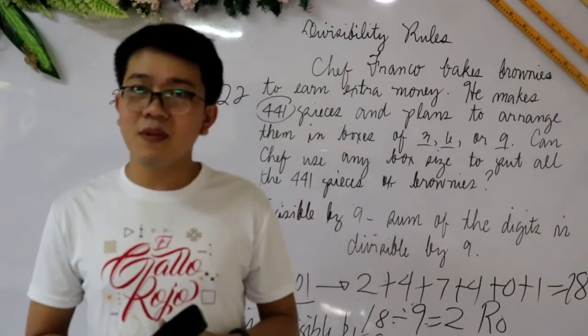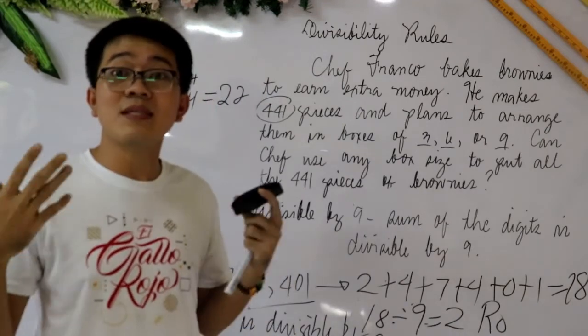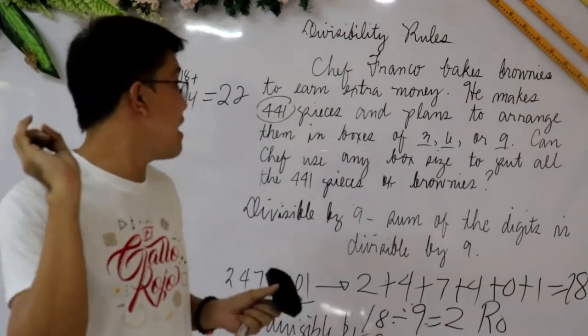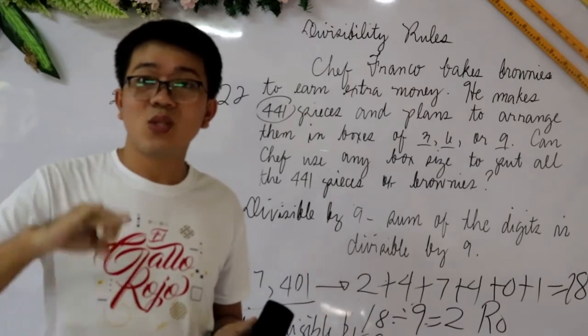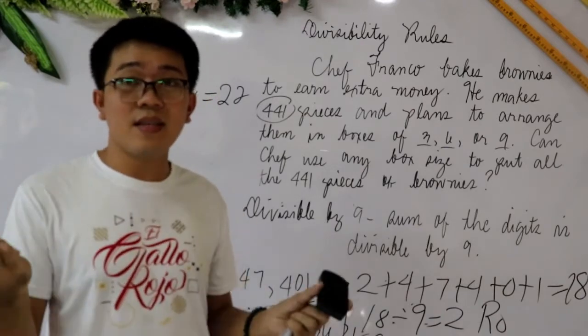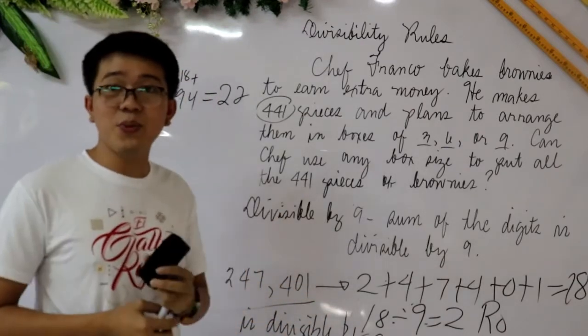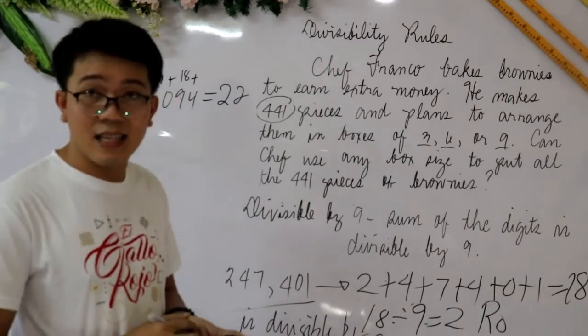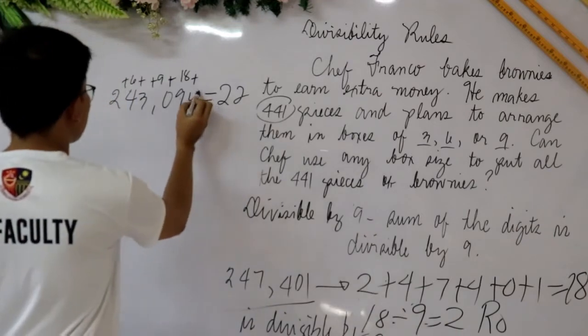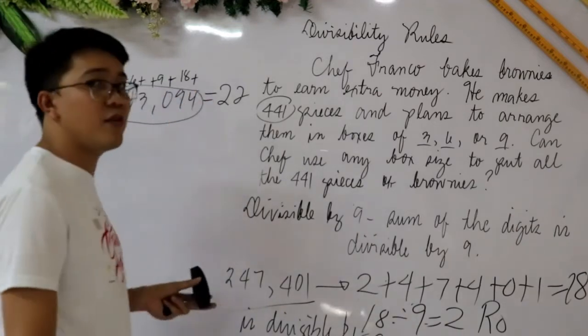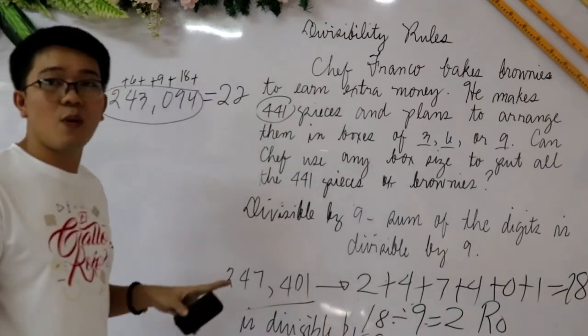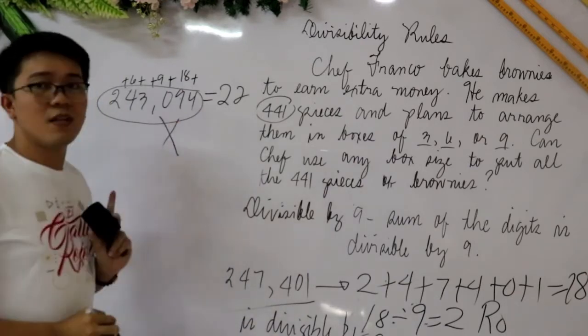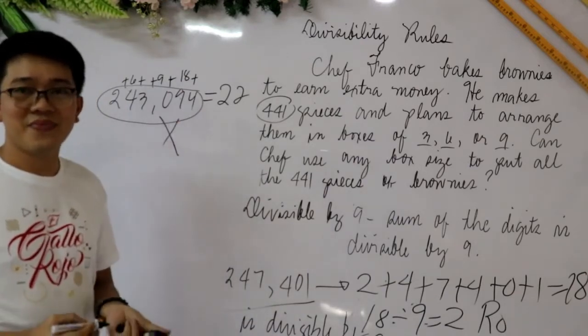Is 22 a multiple of 9? If we're going to skip count from 9, say 9, 18, 27, 36. Did I mention 22? No, because 22 is not a multiple of 9. Definitely, we can already say that this big number here, 240,094, is not divisible by 9.